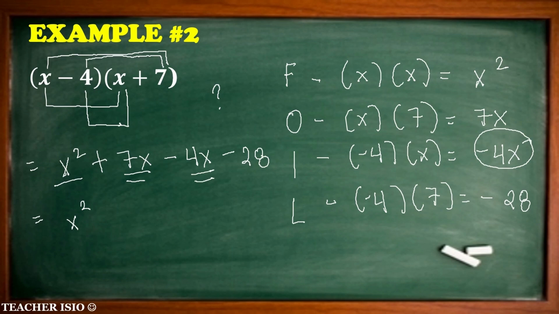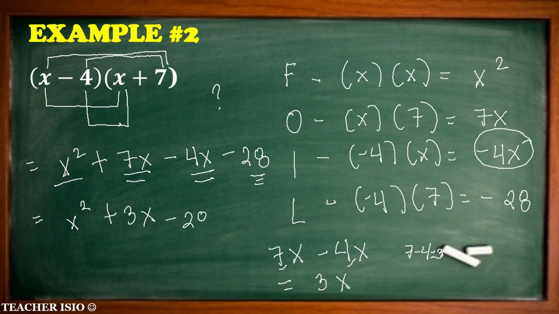Again, rewrite ko lang, 7x minus 4x. So, ang gagawin nyo lang yung numerical coefficient lang, which are 7 and 4. So, what is 7 minus 4? We have 3. And then, copy the variable. Since positive siya, we have plus 3x. So, yung constant term na, just bring down, we have minus 28. Therefore, the answer is x squared plus 3x minus 28.